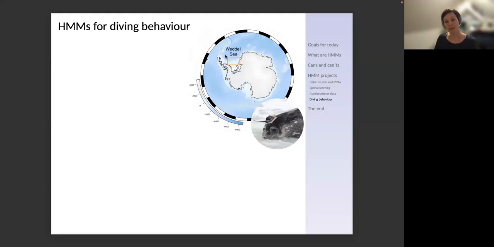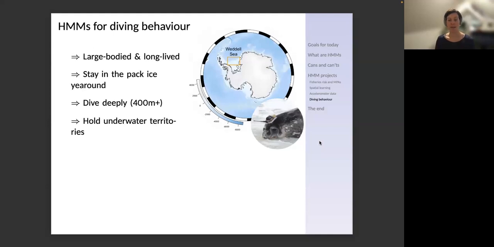We tagged these seals in the Weddell Sea. So this is the Antarctic Peninsula. You can see it's pointing out into the Southern Ocean, and the Weddell Sea is a big embayment just to the east of the Antarctic Peninsula. We tagged 19 seals in this area in 2011. Weddell seals are large-bodied and long-lived, and they live in the pack ice all year round. They dive really deeply, and they also hold underwater territories. So there was interest in finding out how they're using these different depth layers in the water column.